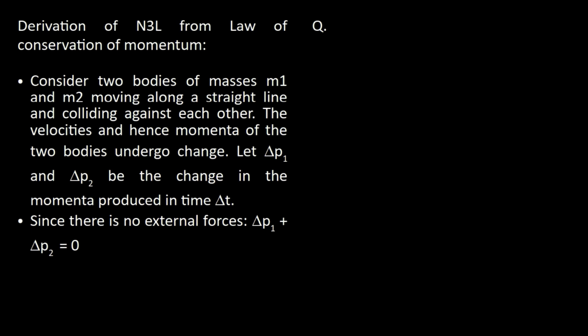Let's derive Newton's third law from the law of conservation of momentum. We're going the other way around over here. So we need to consider again two masses moving along a straight line colliding against each other. The velocity and hence the momentum of the two particles undergoes change, right? So after collision that happens.